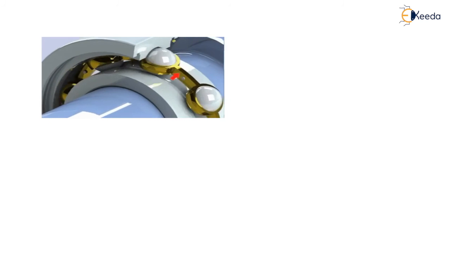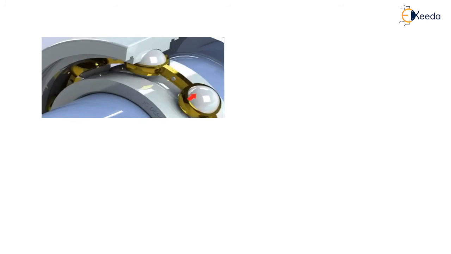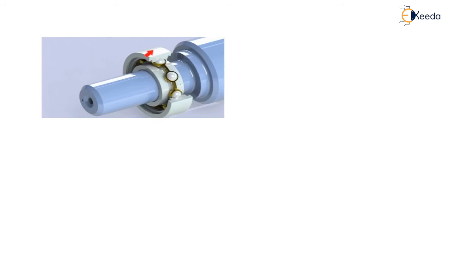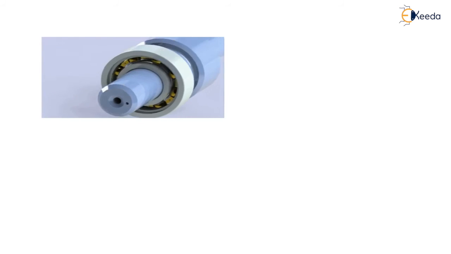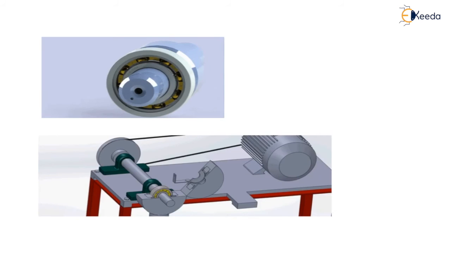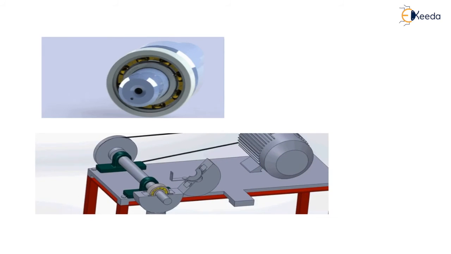Here it is a bearing, and you can see the balls rotating inside. It is the inner cage, the outer cage, and the shaft is rotating here. Again, in another view, you can see a shaft which is rotating. Here it is a motor. With the help of this motor, power is transmitted with the help of a belt drive. Here you can see it is a belt drive, and it is a pulley.